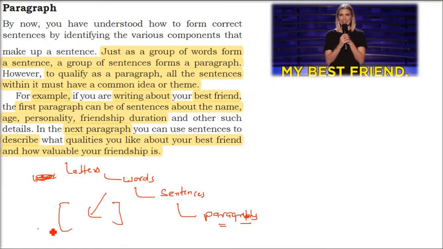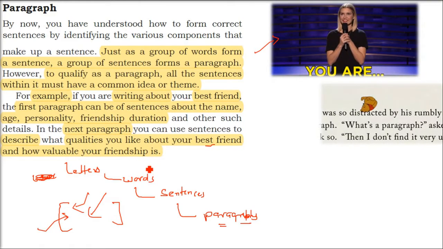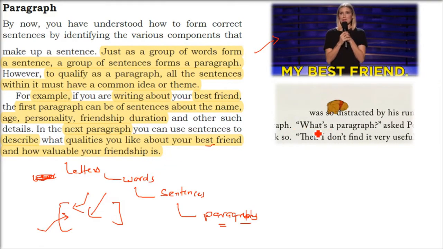For instance, see, every paragraph will have a different theme. For example, let us write about our best friend. The first paragraph can have what? It can be about the name, it can be about the age, personality, the friendship duration. Then the next paragraph can have description about the qualities of your best friend. How valuable is your friendship with him or her? Okay. So we are going to talk about a paragraph. So let us see a paragraph.